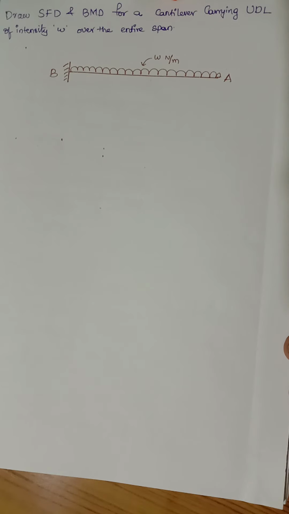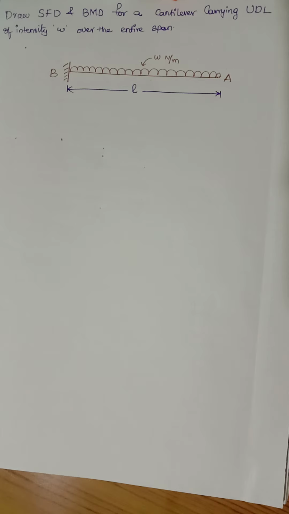Good morning, students. Today I'm going to explain one more important problem, that is drawing a shear force and bending moment diagram for a cantilever carrying uniformly distributed load of intensity small w over the entire span. Here you can see a cantilever beam which is fixed at B and free at A. The length of the beam, or you can call it the span, is equal to L meters. Now for this beam we need to draw the shear force and bending moment diagram.